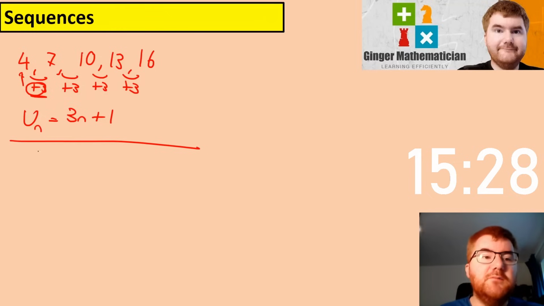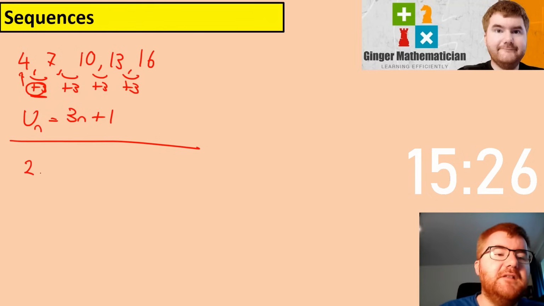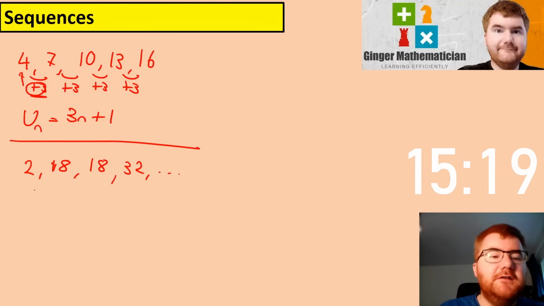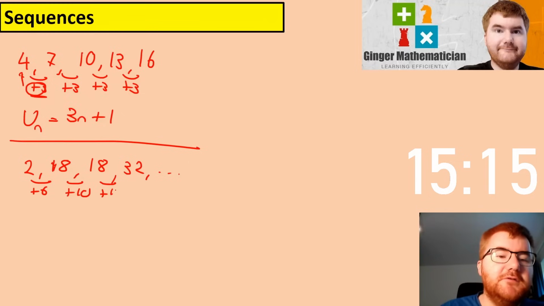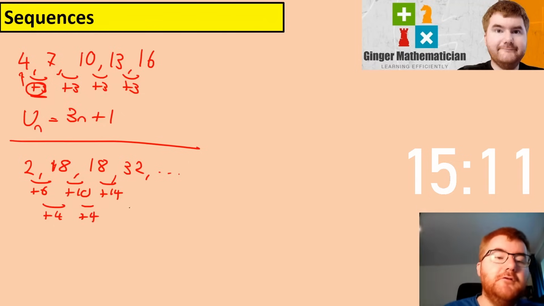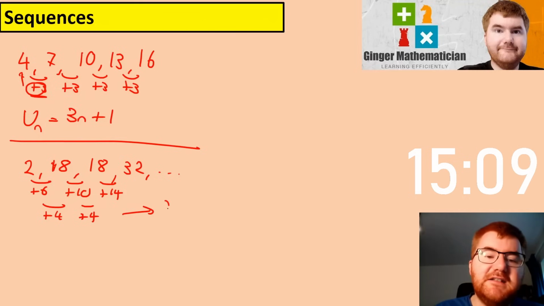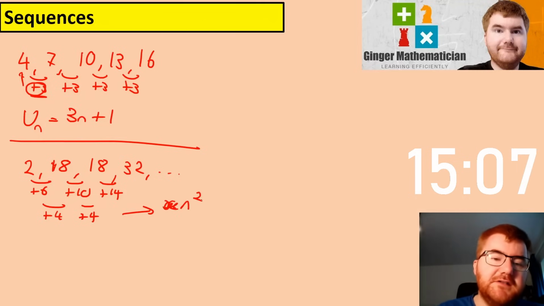A more complicated one here is when we get something with different differences each time. So we get 2, 8, 18, 32, etc. Notice the difference here. This is plus 6, this is plus 10, this is plus 14. We have a second difference, so plus 4, plus 4. This means we're going to have a quadratic nth term, so something with n squared in.